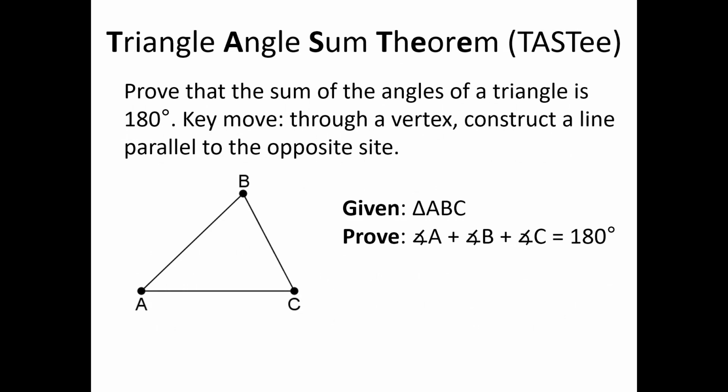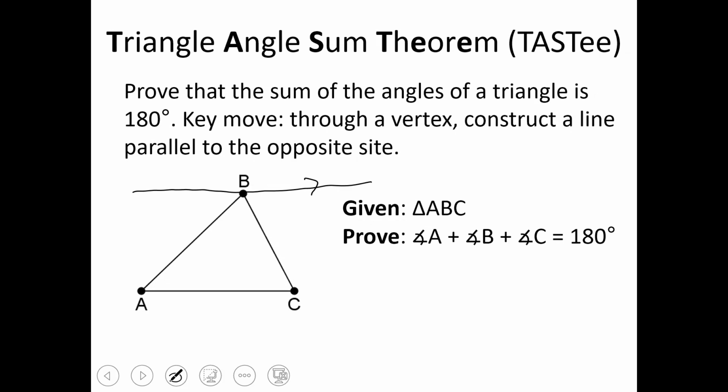Now, recall, this was talked about in the previous slide, that if we're given a line and a point not on that line, we may, through that point, construct a line parallel to the given line. This is the absolutely crucial move. So what you do is this. You pick a vertex, and through that vertex, you construct a line parallel to the opposite side. So how about through B, we construct a line parallel to AC.